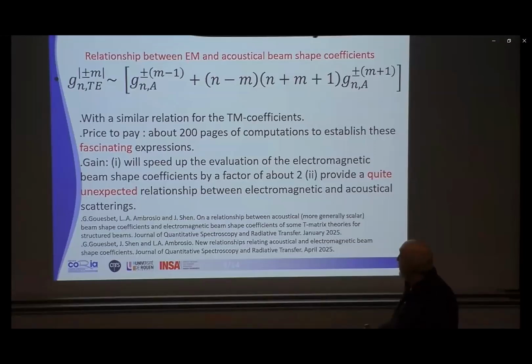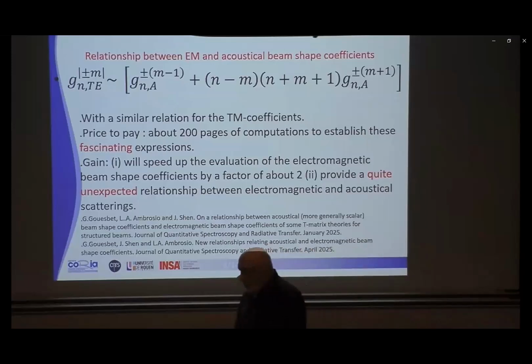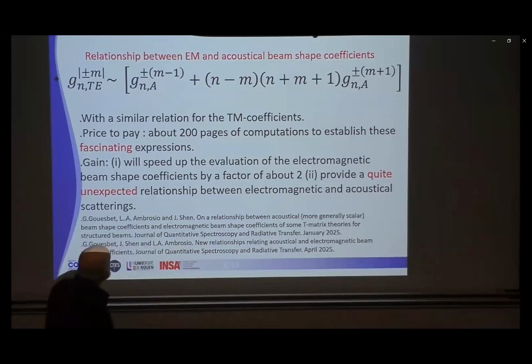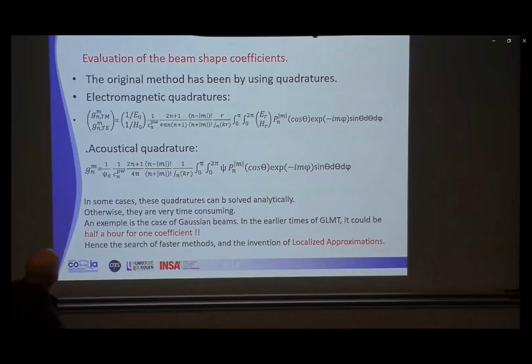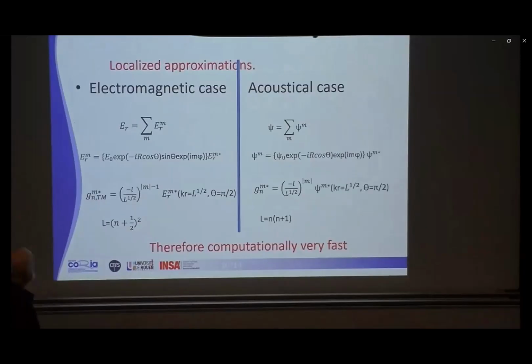This kind of factor of 2 can be very important, in particular when you want to compute beam shape coefficient with numerical quadrature, which are very expensive in terms of computation time. So this is just an example of them. Maybe I shall have to speak up. Now, look at the approximation.